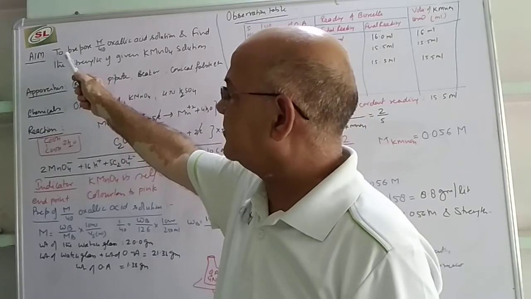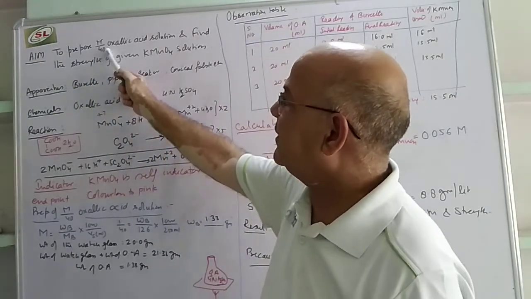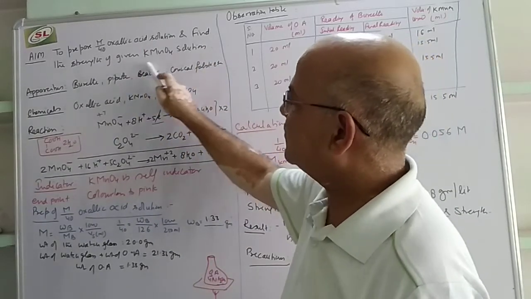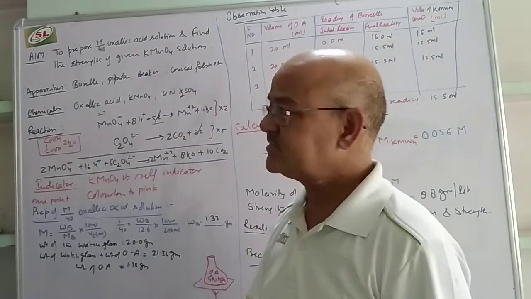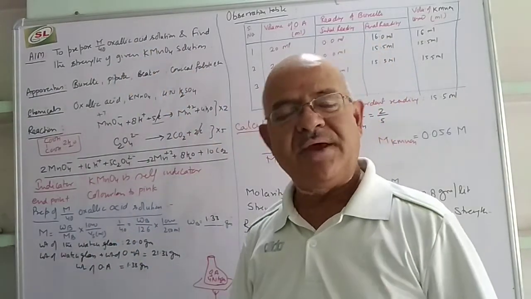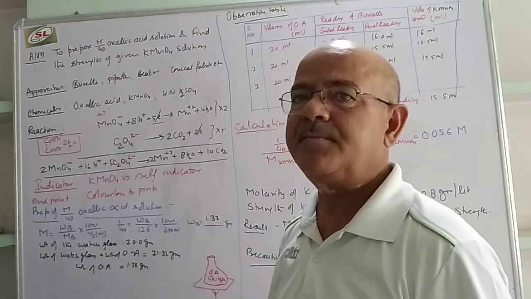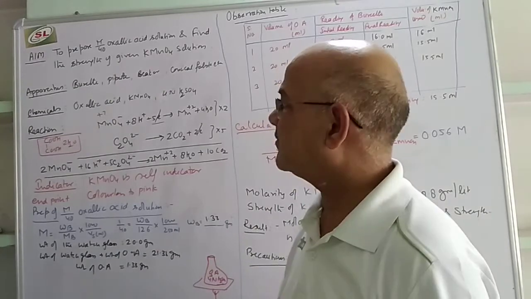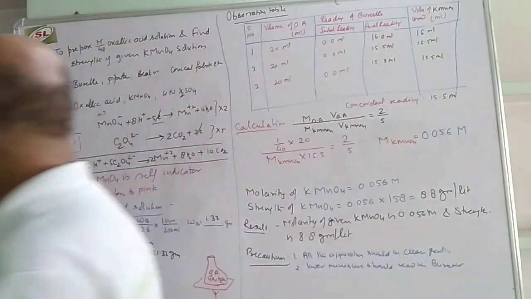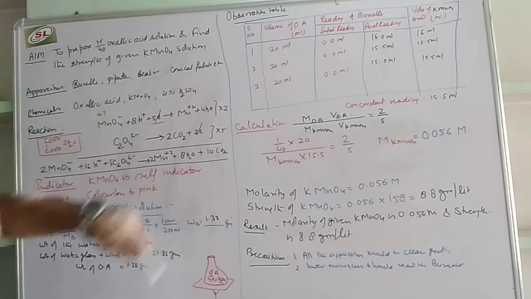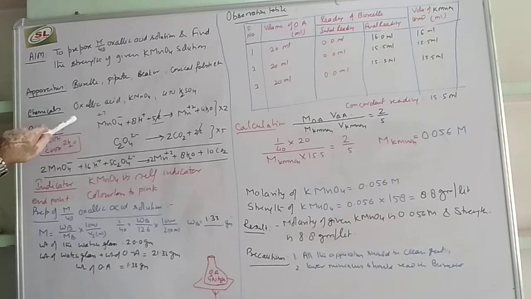In this titration, the aim is to prepare M/40 oxalic acid solution and find the strength of given KMnO4 solution. First of all, we have to prepare oxalic acid solution, maybe in 250 ml, maybe in 500 ml, maybe in 100 ml. Here we will prepare it in 250 ml. The apparatus required are burette, pipette, beaker, conical flask. Chemicals used are oxalic acid, KMnO4 and 4N H2SO4.